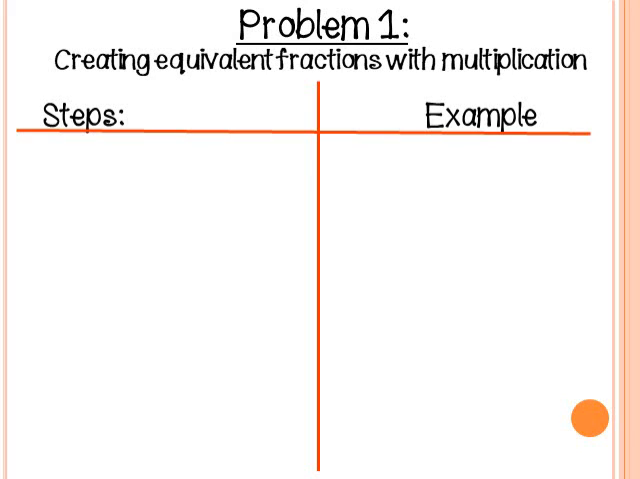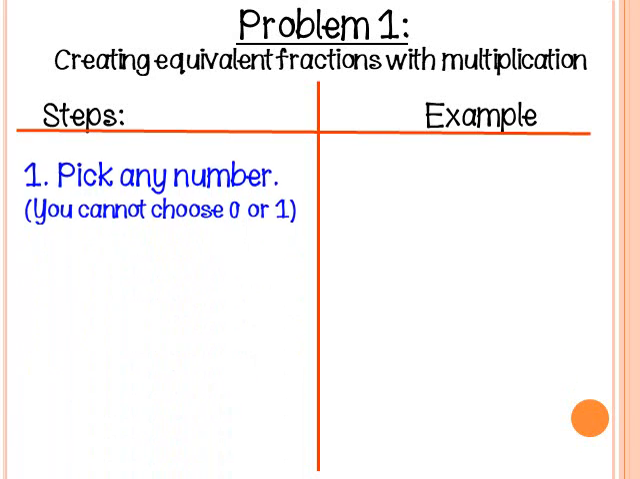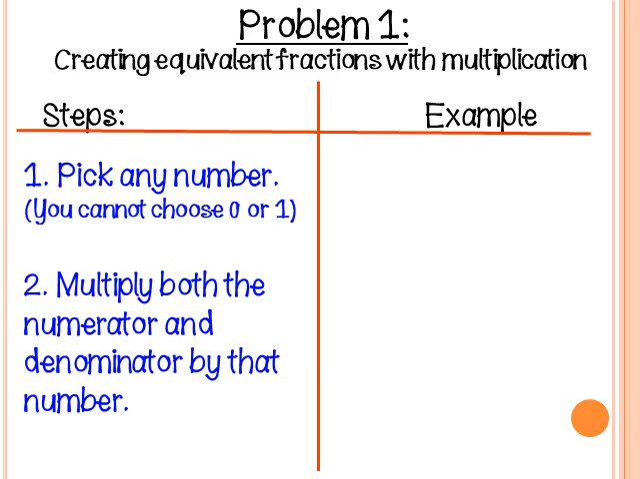Problem number 1 is creating equivalent fractions with multiplication. So here are some steps. Step 1, you're going to pick any number, but you can't choose 0 or 1. You're going to use that number for step 2, because you're going to multiply the numerator and denominator by that number that you chose. And this is what I mean.